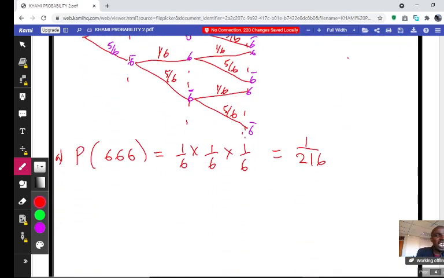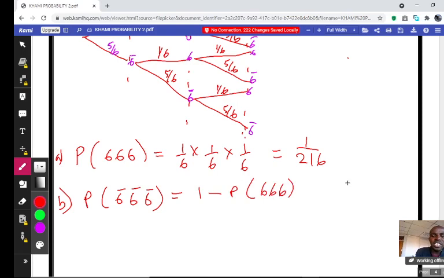Then the second question is saying no 6s. This one is actually easy. The probability of no 6 is the probability of not a 6, not a 6, not a 6, which means 6 bar, 6 bar, 6 bar. Basically, remember I said it's either you throw a 6 or not a 6. So the probability of getting 3 6s is 1 over 216. What about not a 6? It's 1 minus the probability of getting a 6.